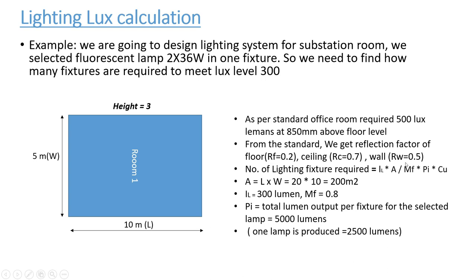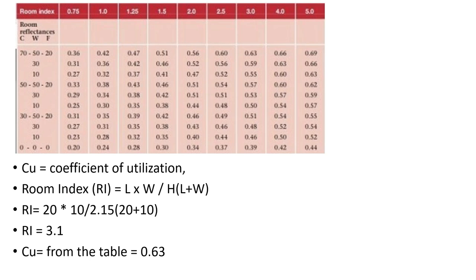So I have all the values except this CU. Now I will find this CU based on these 3 correction factors in the table, and also I have to calculate RI, the room index. From the standard, the correction factors 70, 50, 20 I have to consider, and the room index formula is length into width divided by height into length plus width.